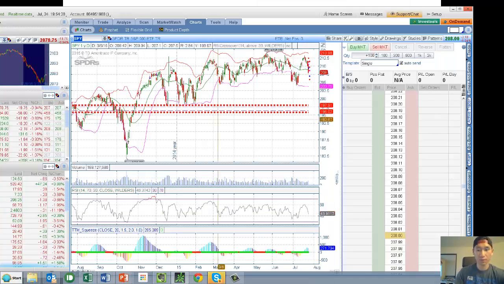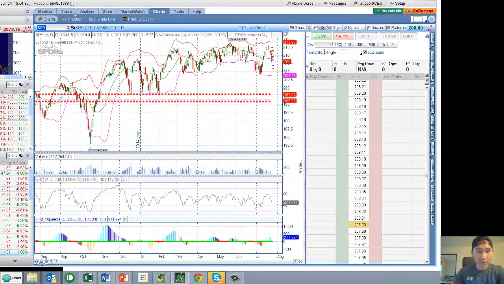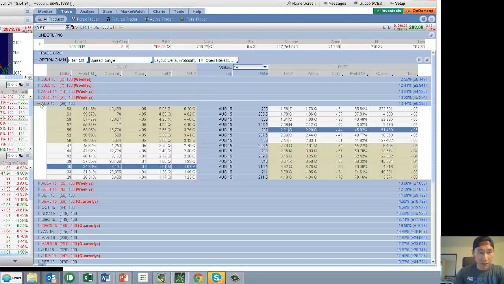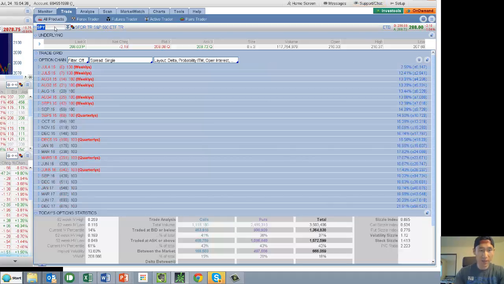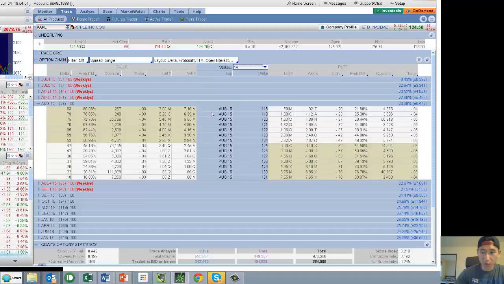Let's go here. I have S&P 500, so let's go to the trade tab. Let's try and type in SPY. We could try another one just for example. Let's try an Apple. Let's go with Apple. Something a little different. So let's say we go to the August 15 with 28 days till expiration. We're looking at theta here.